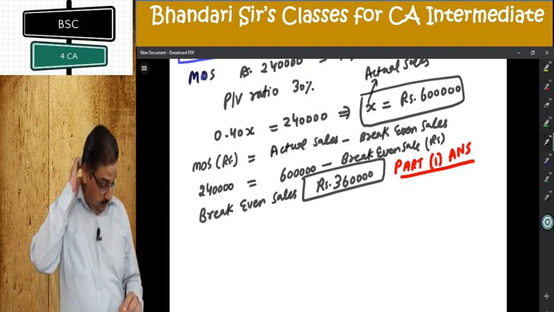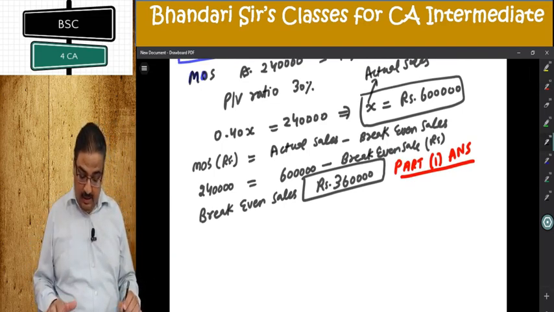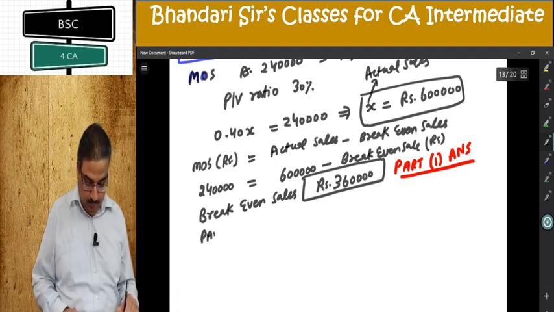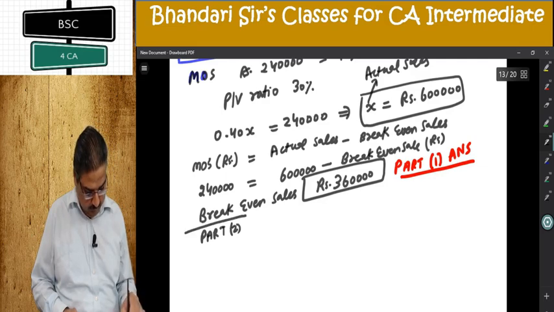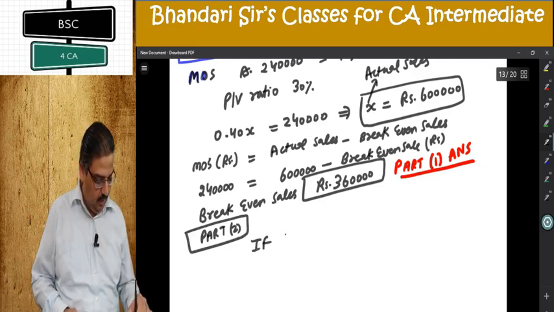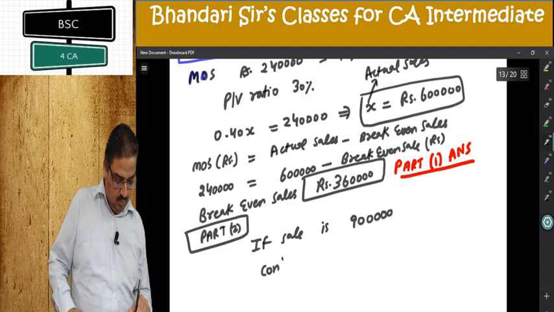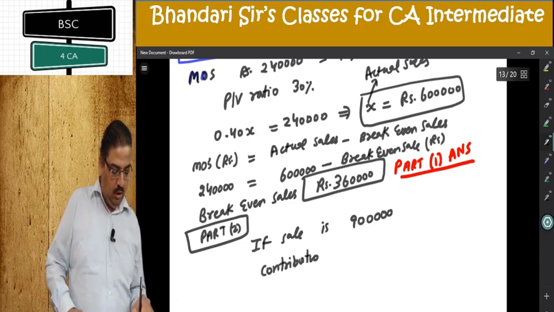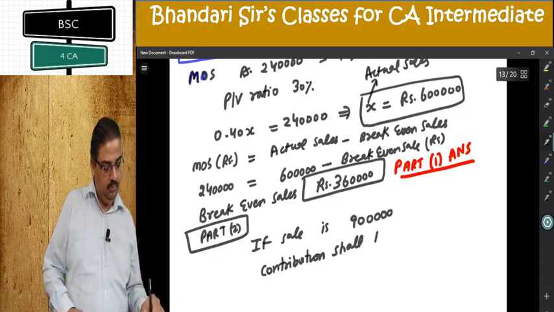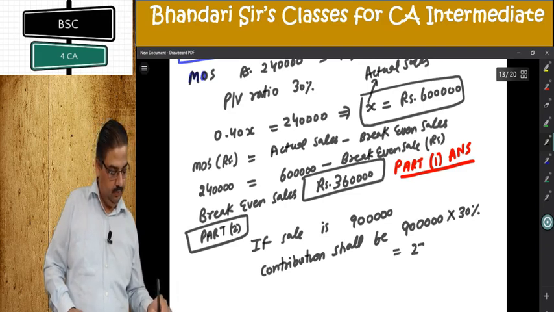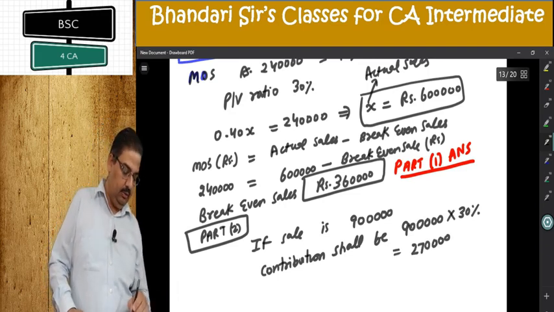Now, if sale is 9 lakh, part 2. If sale is 9 lakh, contribution shall be 9 lakh into 30%, 2,70,000.